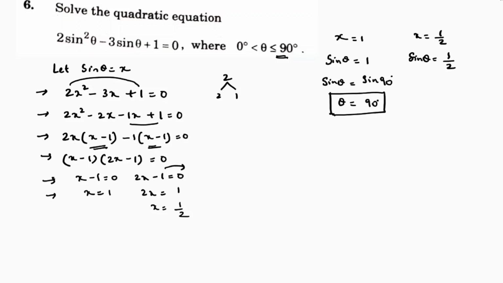And sin theta is 1 by 2. Sin theta is 1 by 2 for 30 degrees. So theta is 30 degrees. 90 degrees and 30 degrees. So the values of theta are 90 degrees and 30 degrees.